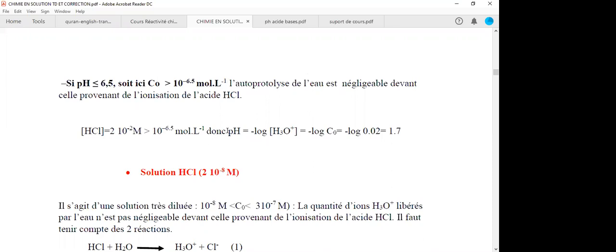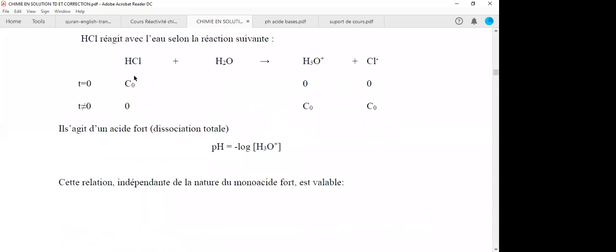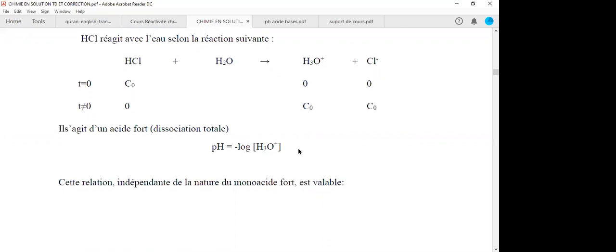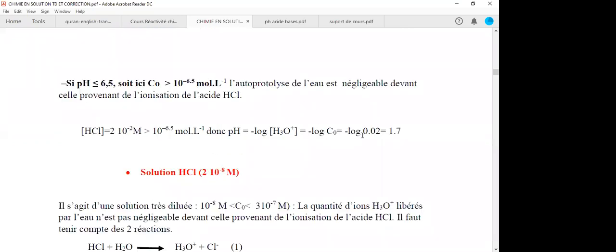So if autoprotolysis is negligible, your pH will be given by negative log of H3O plus. And what is the concentration of H3O plus? All the acid decomposes to form H3O plus and chloride, meaning the initial concentration of the acid is equal to the concentration of H3O plus formed. So what is your concentration? 0.02. So your pH is given by negative log of 0.02, and if you punch it, you will get 1.7. Is it clear?